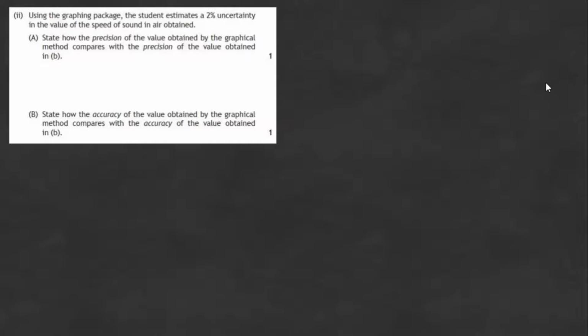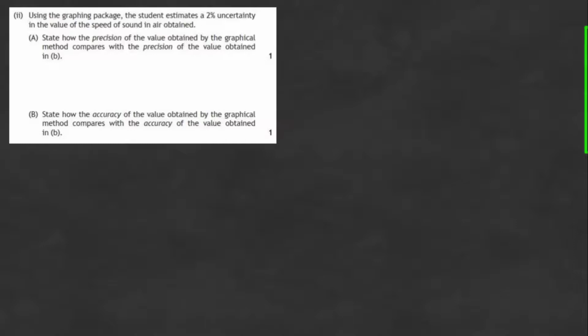Question 12, C part 2. Using the graphing package, the student estimates a 2% uncertainty in the value of the speed of sound in the air obtained. And part A says, state how the precision of the value obtained by the graphical method compares with the precision of the value obtained in part B. So let's take a look at that part first.